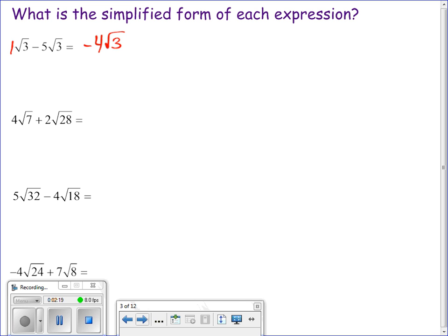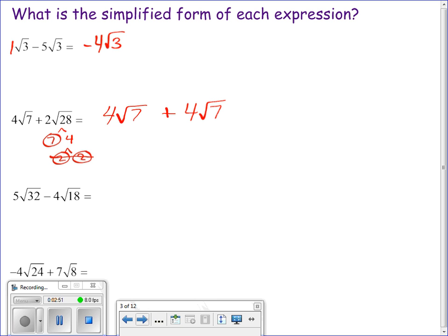The next one, 4 radical 7 plus 2 radical 28. Can you simplify either of those radicals? Yeah, we need to simplify this one first. Now this one's okay, right? 4 radical 7, I can't simplify the 7. Plus, and let's go ahead and simplify the second one. Good, 7 and 4, 2 and 2. So we get a pair of 2's times the 2 that's already out here is 4. And then I have a radical 7.